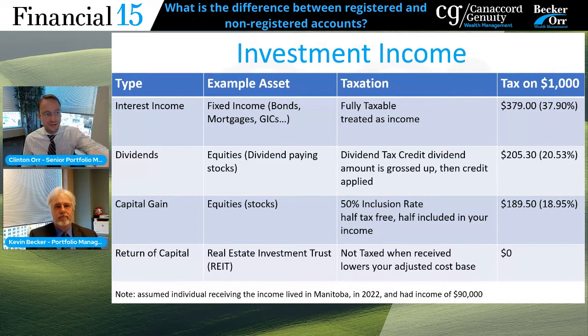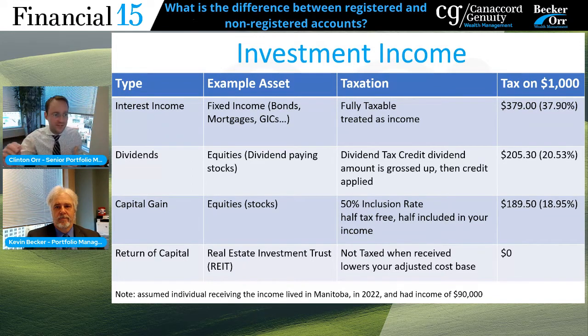You see the last column there, that's just an example, and it uses Manitoba as a reference point, 2022, and someone that had 90,000 of income, and then they earned an extra 1,000 of interest income or an extra 1,000 of dividends or capital gain. You can see the various taxation. Interest income is taxed the most, dividends the second most, capital gains third on that list, and then return of capital the most tax efficient. So you have just a quick example of how that works out.